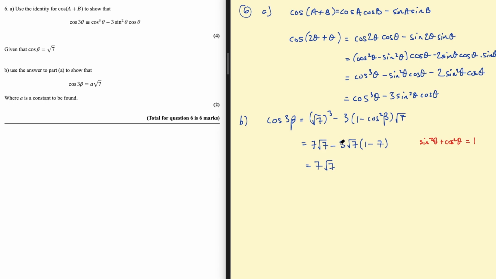Negative 6 times negative 3 is positive 18 root 7. So then this is 18 plus 7, which is 25 root 7. So A is 25, and that was question 6 for 6 marks.